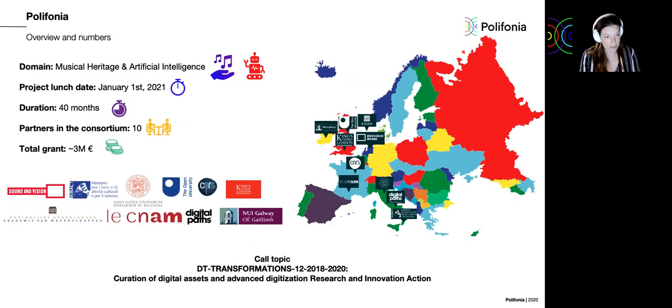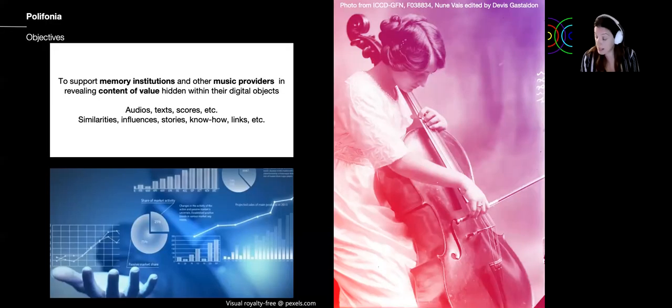The project is planned to last 40 months. We have 10 partners. There are cultural institutions, computer scientists from academia, as well as musicologists and historians of music from academia as well. It's a very interdisciplinary consortium. It's a very ambitious project. What we want to do, I will explain our objectives through a few examples.